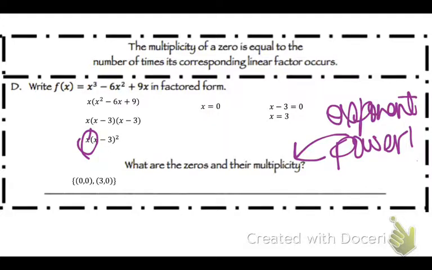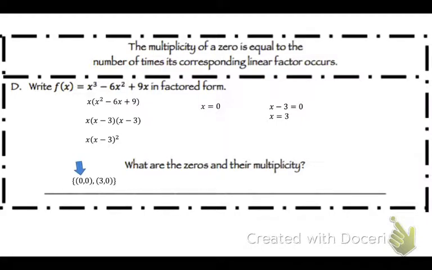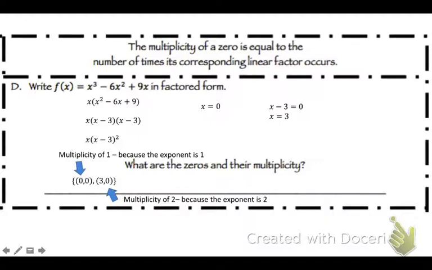Okay, this is going to go away. So the multiplicity on that one is 1, because the exponent there is 1. The multiplicity on the 3, 0 is 2, because the exponent on that factor is 2. Okay?